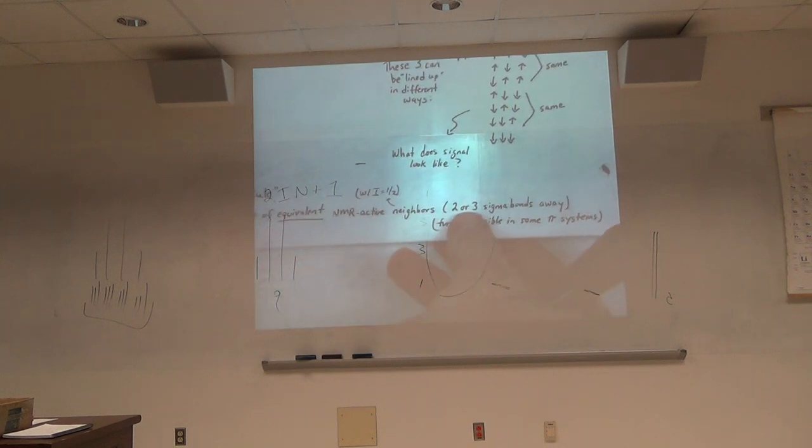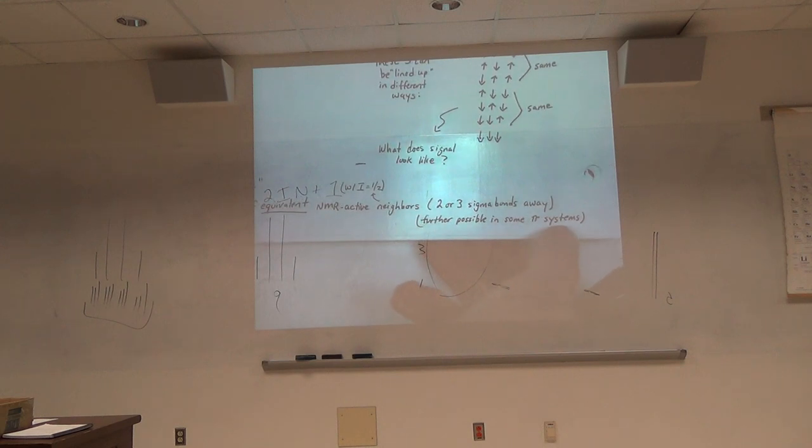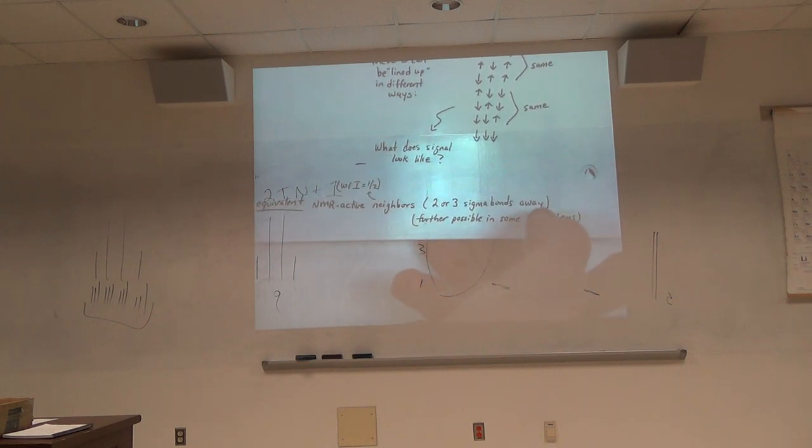It says two or three sigma bonds away. It may be possible in pi systems to be further away. We'll talk about that when it's applicable. For now, within three sigma bonds.